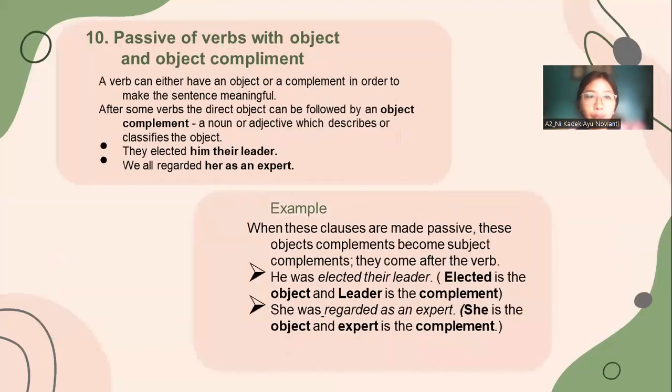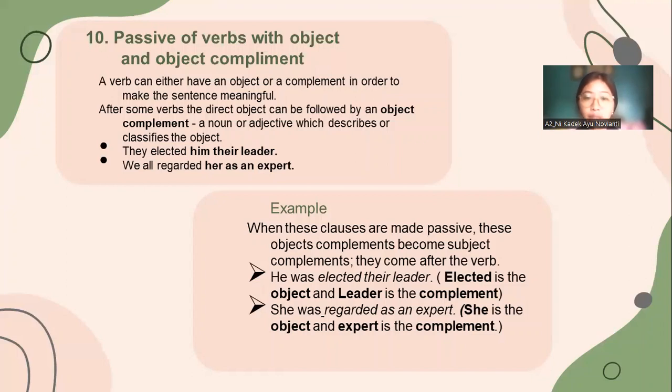Okay, the last topic is passive of verbs with object and object complement. A verb can either have an object or a complement in order to make the sentence meaningful. After some verbs, the direct object can be followed by an object complement, a noun or adjective which describes or classifies the object. For example, the active voice is they elected him their leader. The second is we all regarded her as an expert.